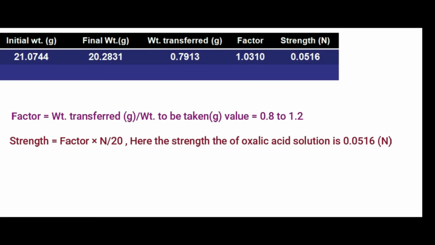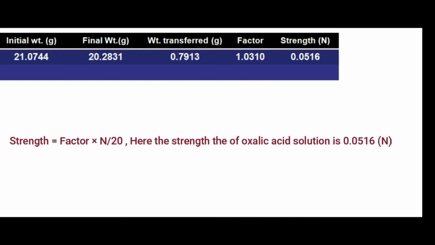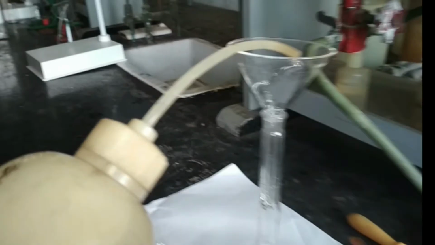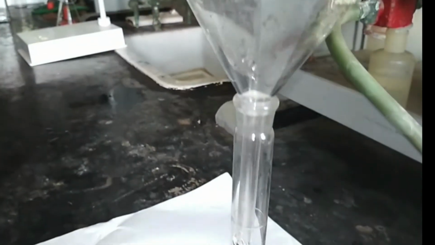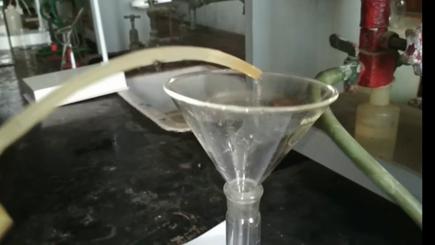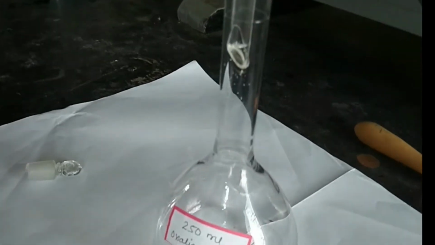Since we want to prepare N/20 oxalic acid, in this case our strength of oxalic acid is equal to 0.0516 normal. Now the solid oxalic acid which is transferred in the funnel is dissolved using distilled water, shaken well, and made up to the mark in the volumetric flask as shown in the video.